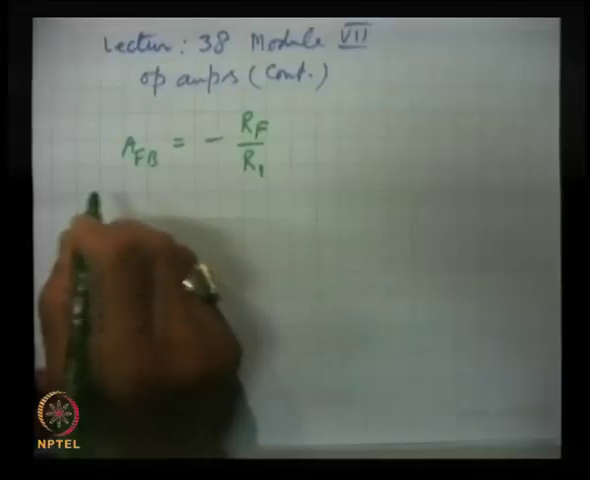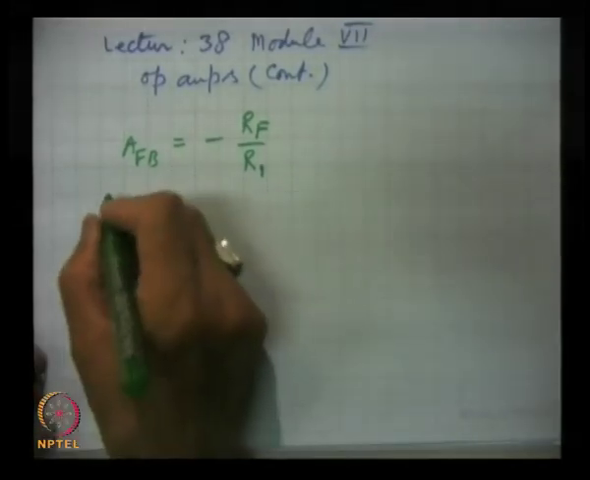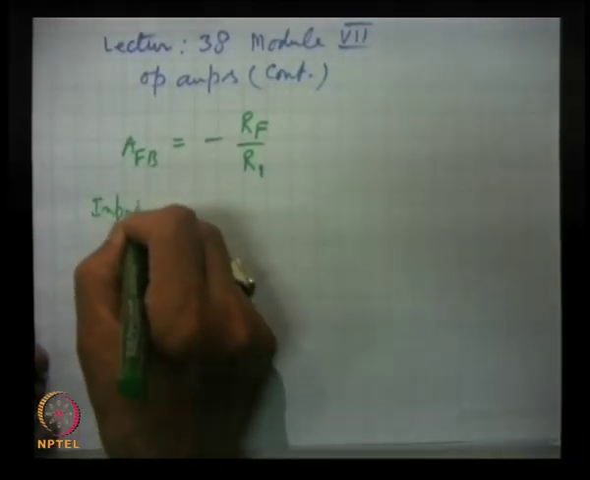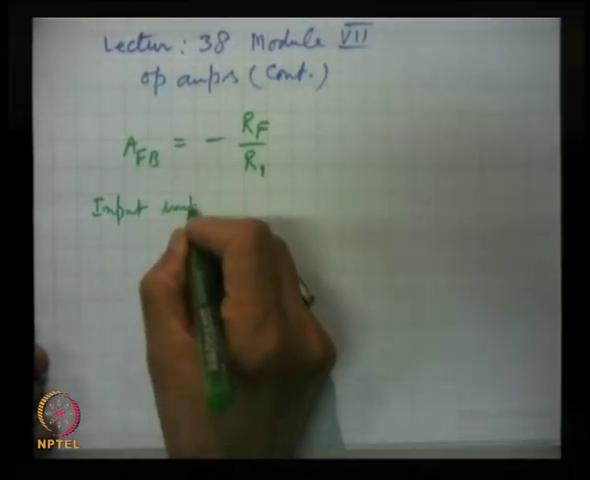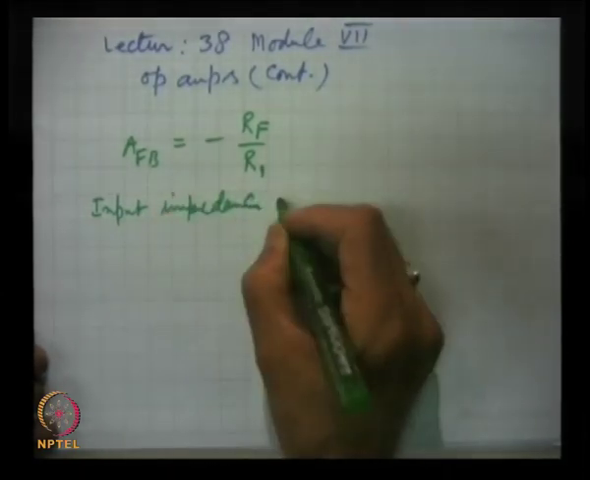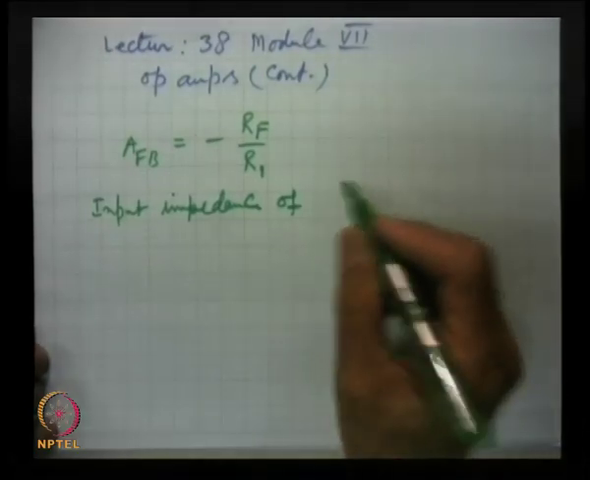Another feature, as it was pointed out, is that inverting and non-inverting amplifiers are both very widely used amplifiers. So, let us look for other important features of this amplifier. Next parameter is the input impedance of the inverting amplifier.